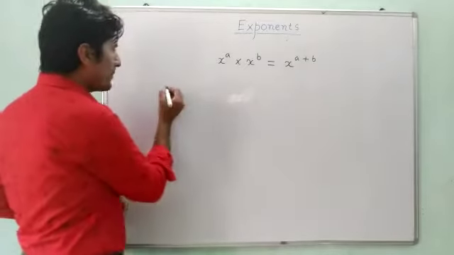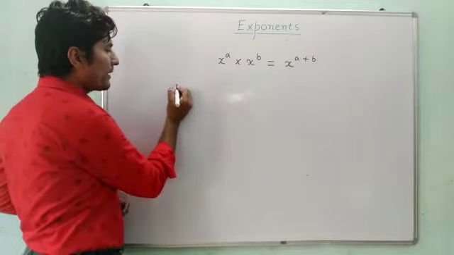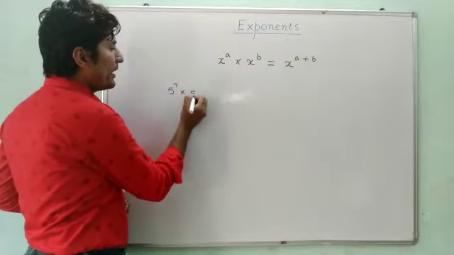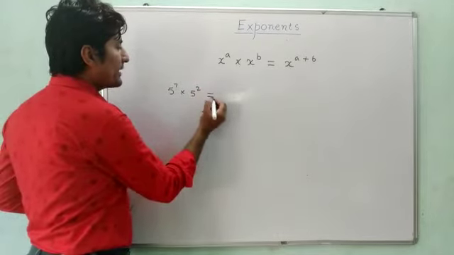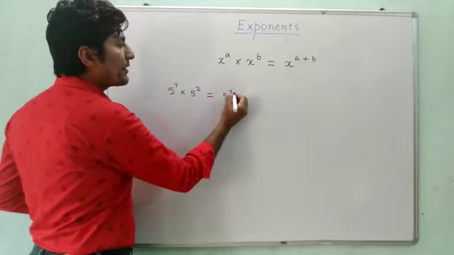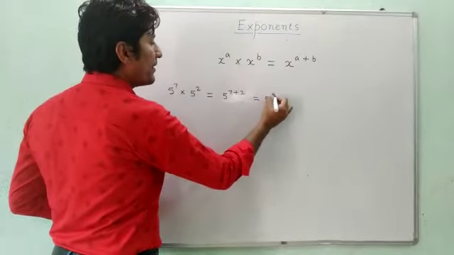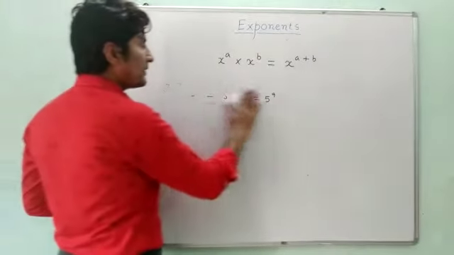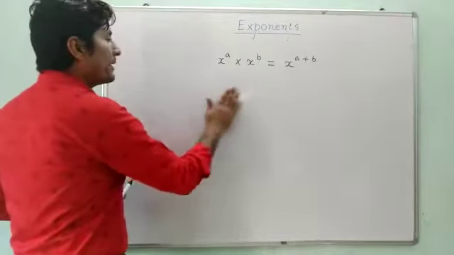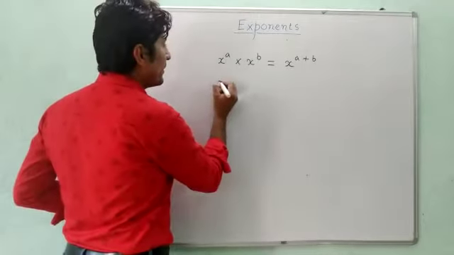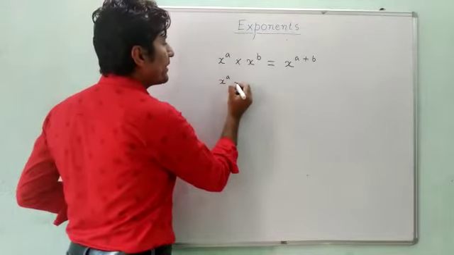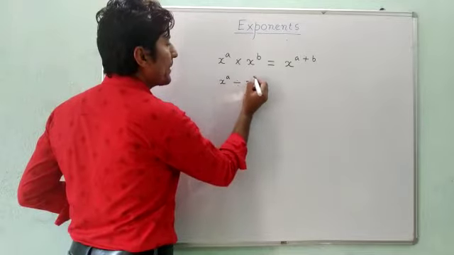For example, suppose we are having 5 to the power 7 multiplied by 5 to the power 2. This can be written as 5 to the power 7 plus 2, or finally we can say that 5 to the power 9. The second property is x to the power a divided by x to the power b.